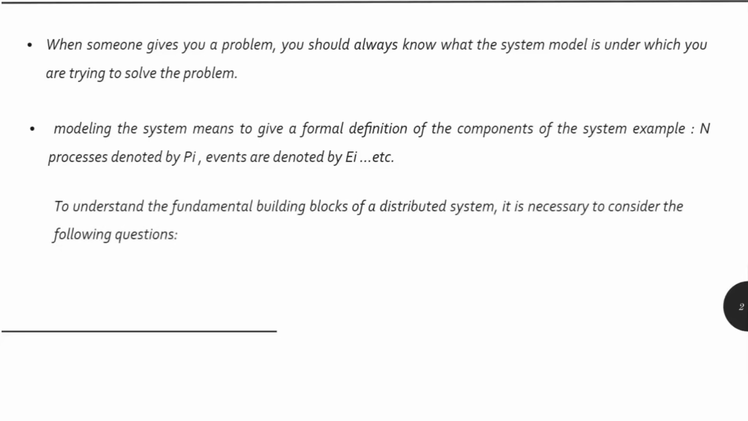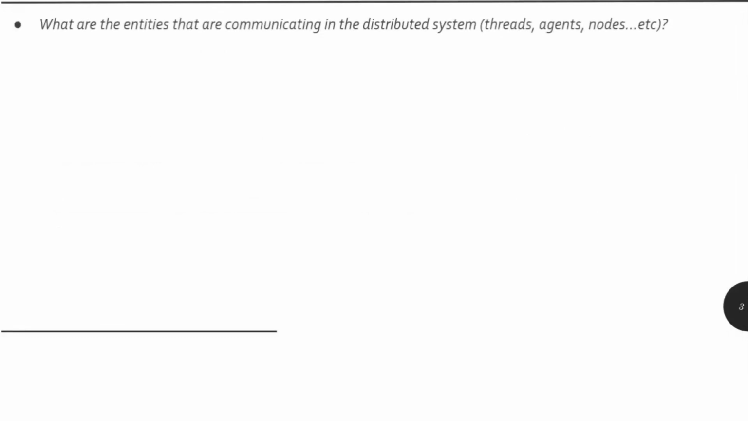To understand the fundamental building block of a distributed system, it is necessary to consider the following questions. Whenever you try to model a distributed system, you should always try to answer the following questions. The first thing that you should ask yourself is, what are the entities that are communicating in your distributed system? Are these threads, processes, agents, nodes, and so on? The second thing, how do they communicate? Via an API, RPC?